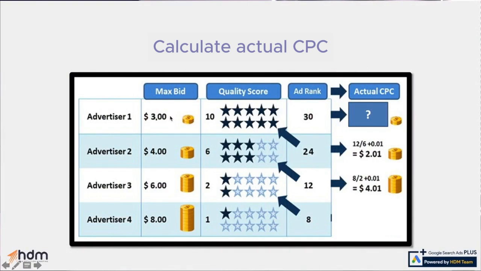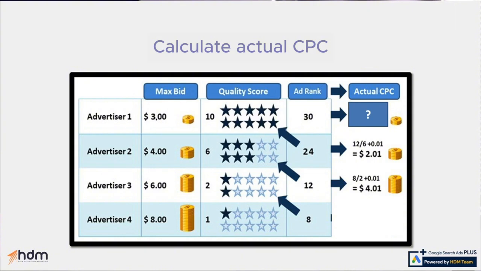Advertiser 1 says I am willing to pay $3 per click, which is quite a large number. And my quality score is also 10. How much do we consider its ranking? 30. Advertiser 2 says I am willing to pay $4 and its quality score is 6. How much do we consider its ranking? 24. Advertiser 3 says I am willing to pay $6 and its quality score is 2. How much does its ranking become? 12. And the last one is 8, right?